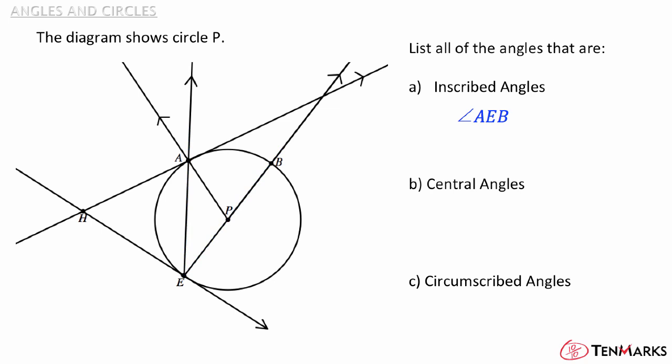Central angles have their vertex on the center of the circle. This means that angle APB is a central angle. Are there any other central angles? Angle EPA is a central angle as well.